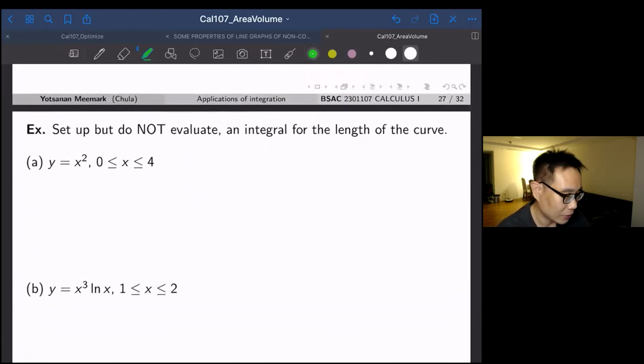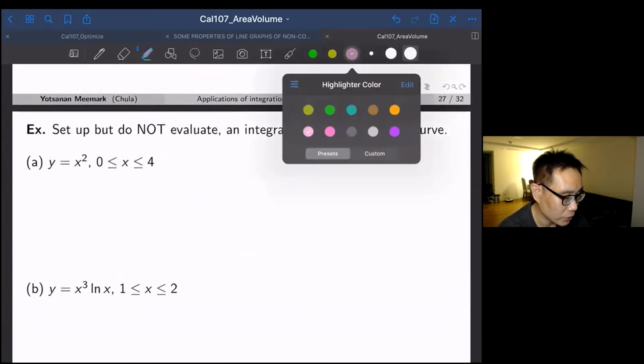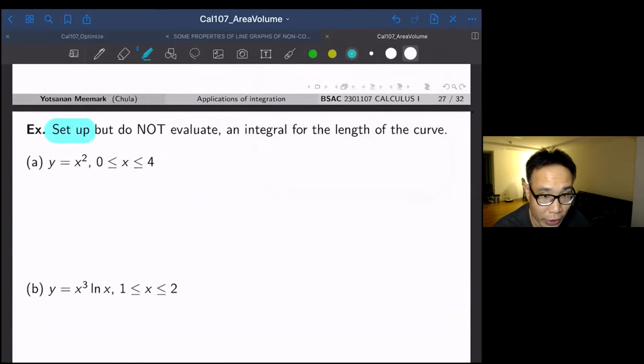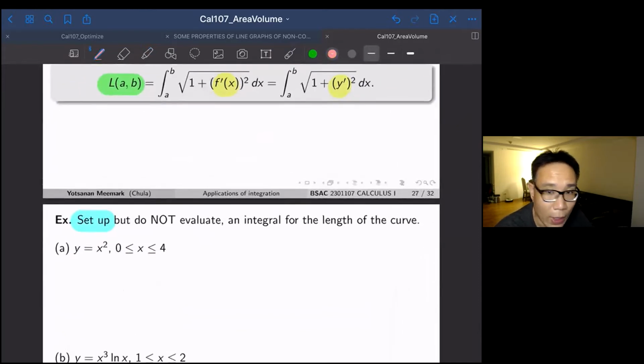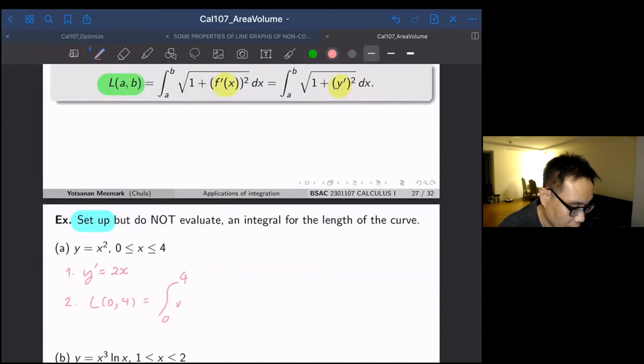Let's try to set up first. This question asks you only to set up, so you don't have to integrate. You're just going to set it up. You have y equals x squared. The first step is you need y prime, which is just 2x. Quite simple. For the second step, you're going to have L from 0 to 4, so you integrate from 0 to 4, and you have the square root of 1 plus y prime squared.